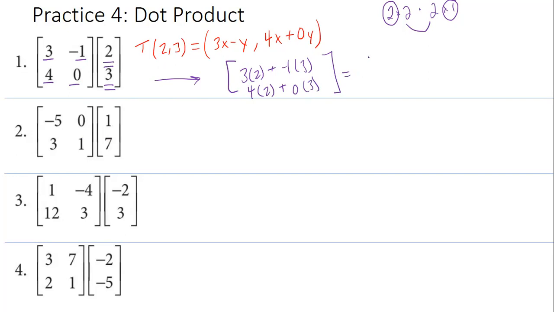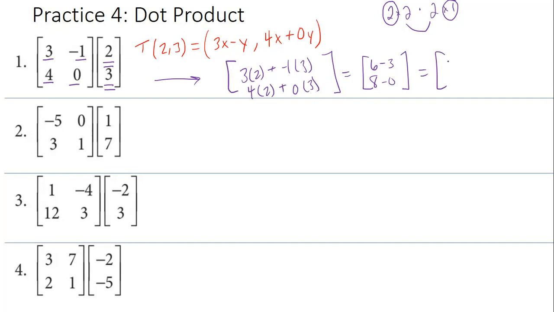I'm going to clean it up. 3 times 2 is 6, -1 times 3 is -3, 4 times 2 is 8, 0 times 3 is 0. So what is my solution?